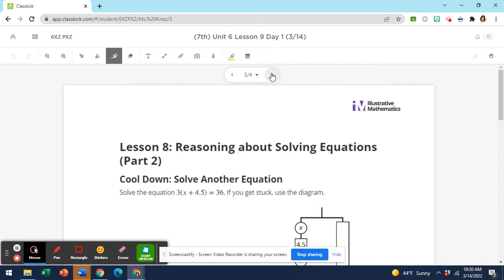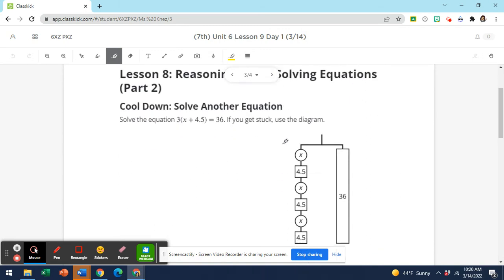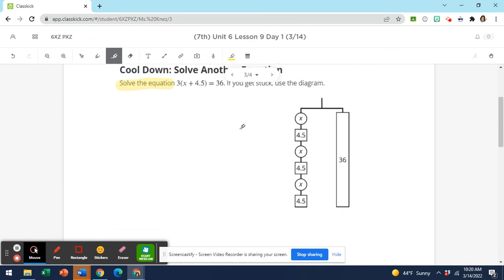Slide 3 is the cool down or the exit ticket from last week before we started map testing. The cool down asks us to solve the equation 3x plus 4.5 equals 36. And it says if you get stuck, use the diagram. We can see that we have a hanger diagram where 3 groups of x plus 4.5 are equal to 36.